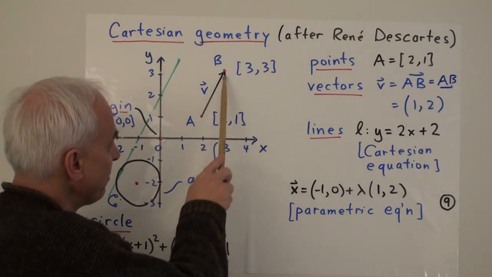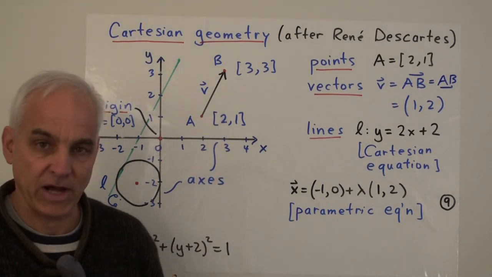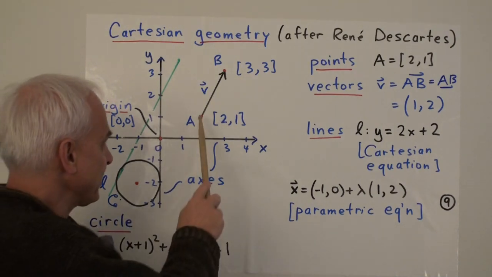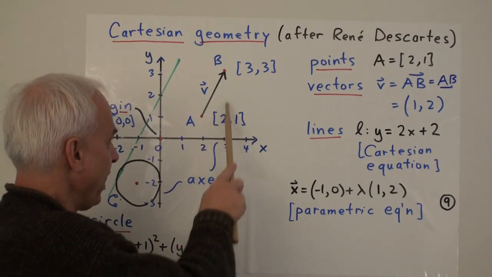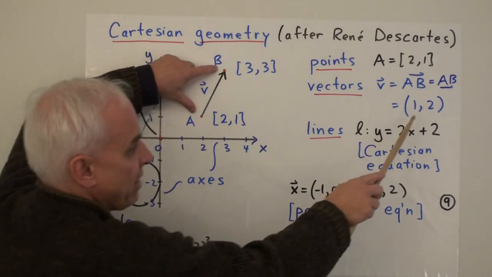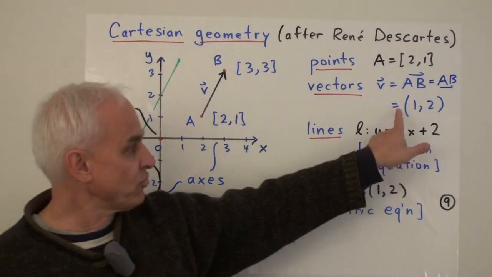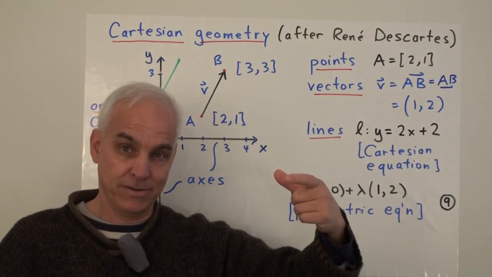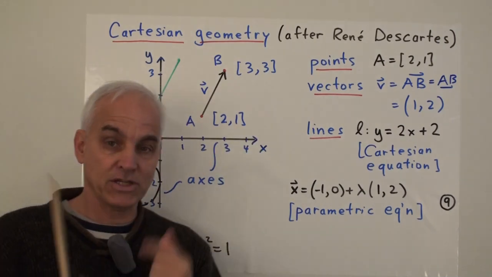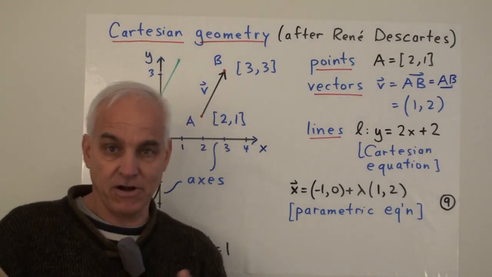And the separation between A and B is described by how far you go over in the x direction and how far you have to go up in the y direction. In this case, 1 over in the x direction and 2 up in the y direction. So this vector would be represented by the pair (1, 2). And I like to use round brackets for vectors to distinguish them from points with square brackets. So this is not a universal convention, but it's a very convenient one.